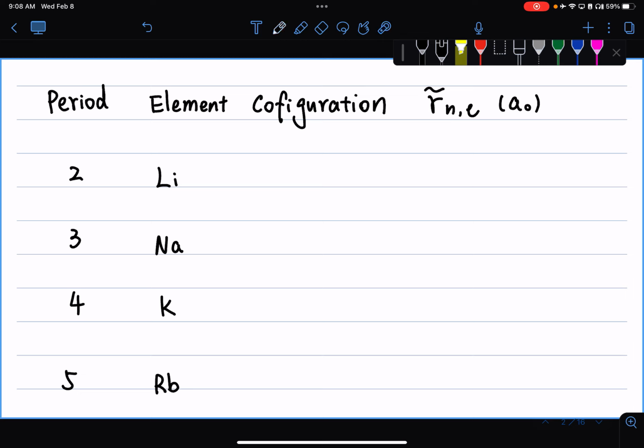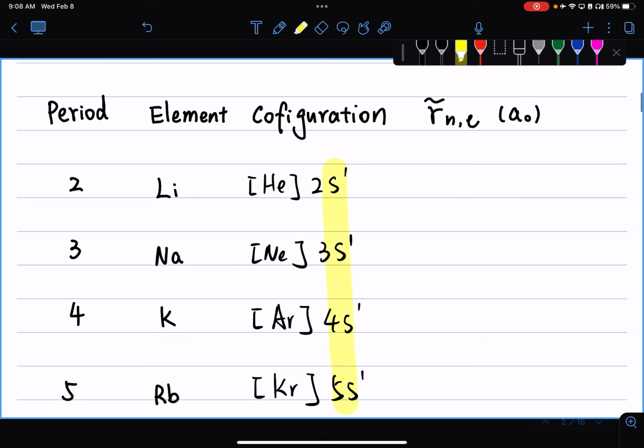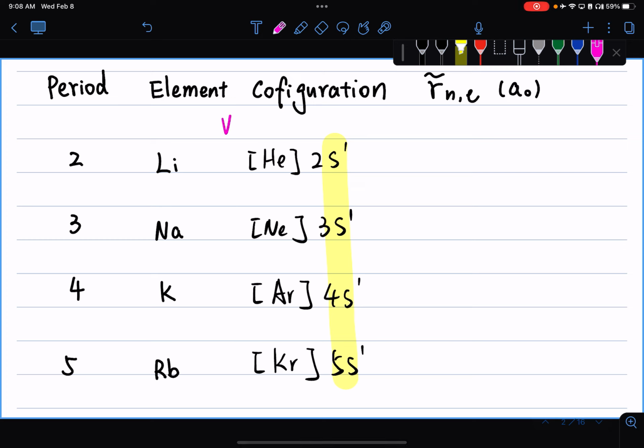So we can write the electron configurations together. This should be really straightforward. It's just a noble gas configuration, and then one s electron. For lithium, that's 2s1. For sodium, that's neon 3s1. For potassium, that's argon 4s1. And rubidium, 5s1. All right, so here, these are our valence atomic orbitals.